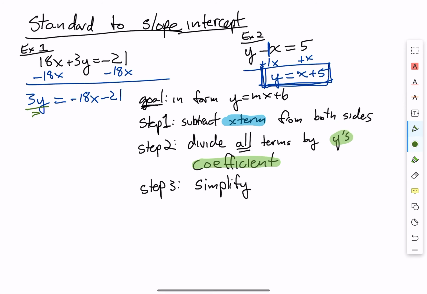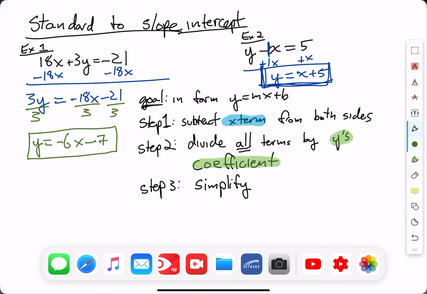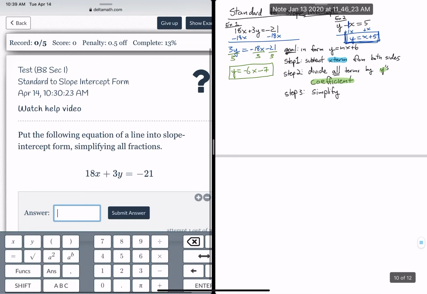So divide by 3, divide by 3, divide by 3. And now we just need to simplify that. So 18 divided by 3 is 6. Since it's negative 18x, that simplifies. So y equals minus 6x minus, and 21 divided by 3 is 7. So let's submit that answer.